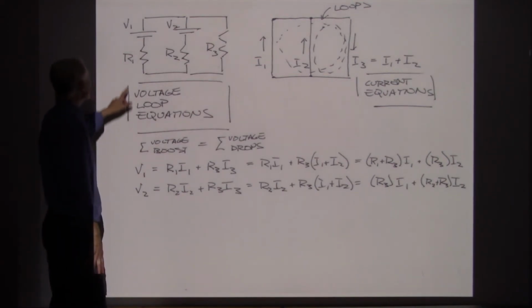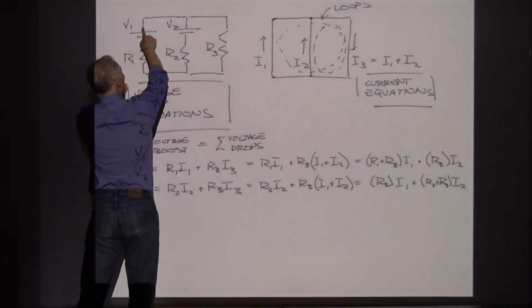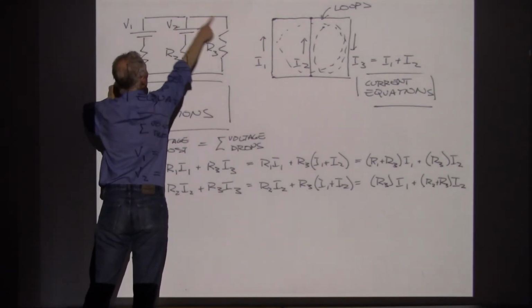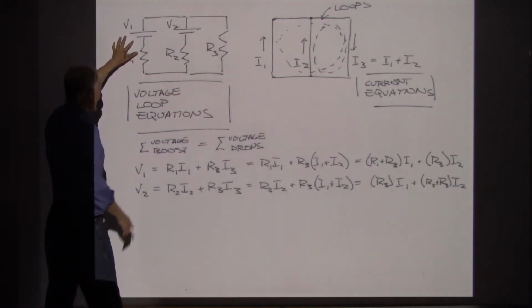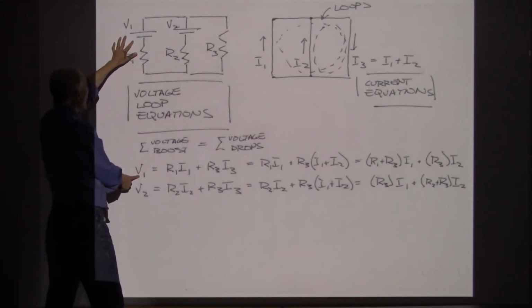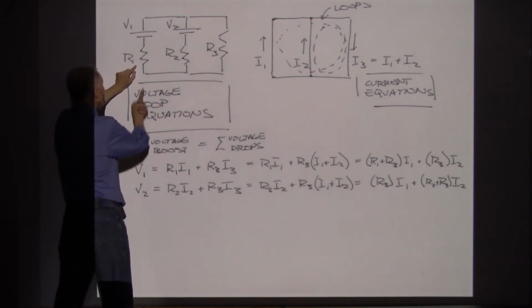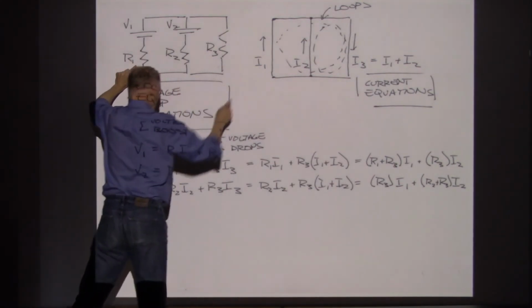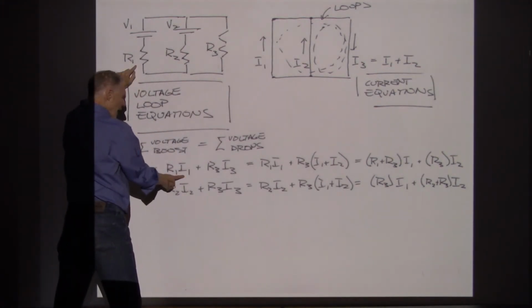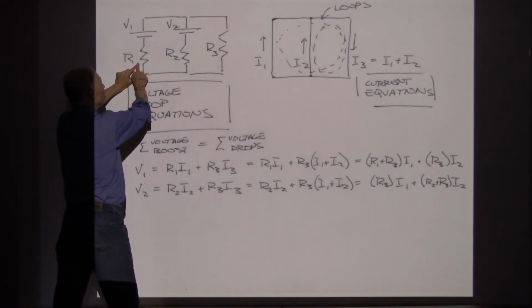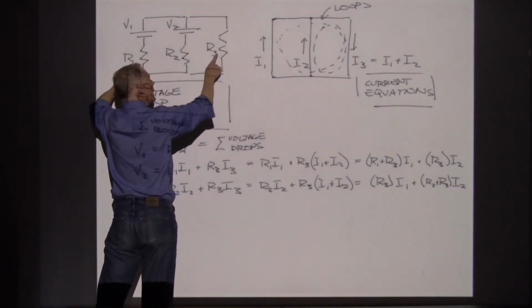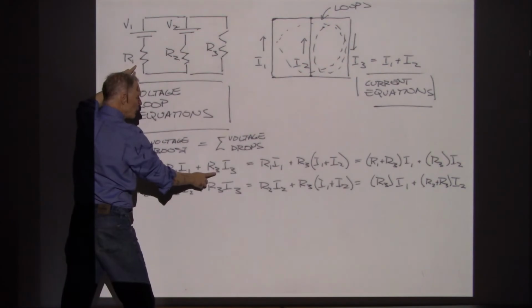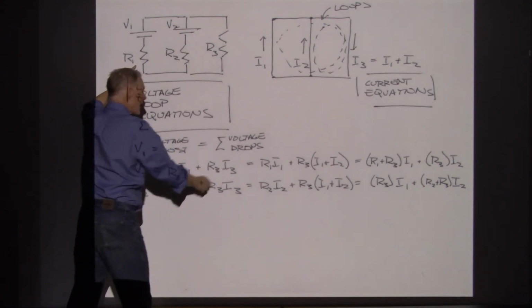All right, now if I look at loop number 1, remember loop number 1 goes all the way around the outside. I've got a voltage boost of V1. I have a voltage drop of R1 times I1. So R1 has I1 passing through it. That's the voltage drop for that resistor. I also have a voltage drop at resistor 3, and resistor 3 has current 3 passing through it.